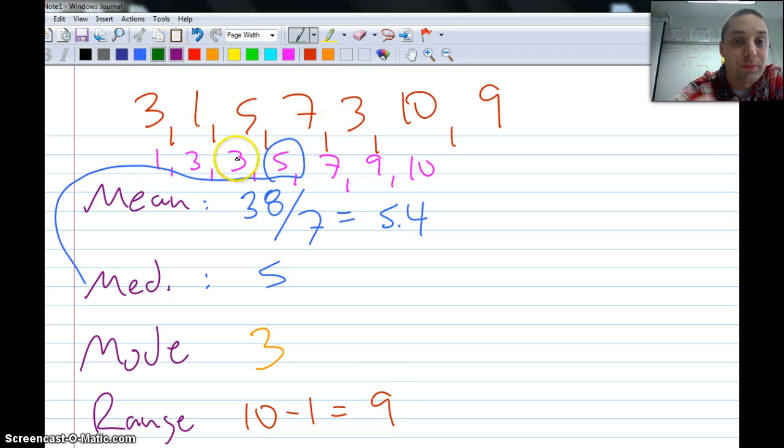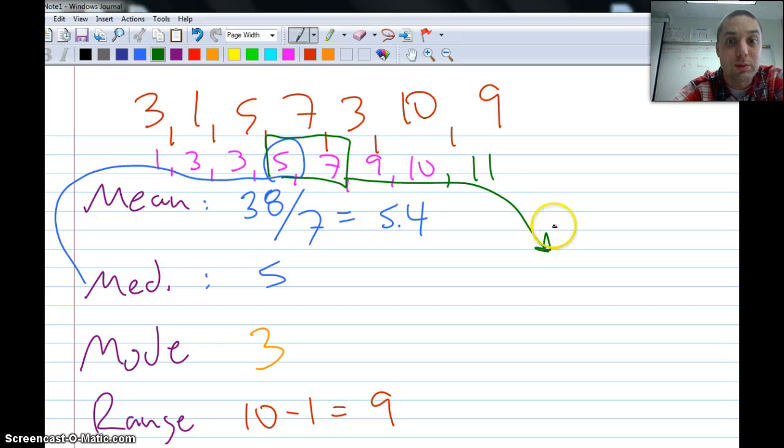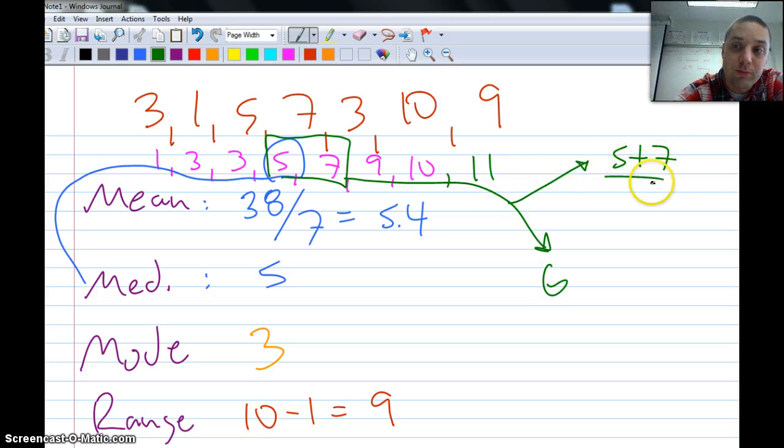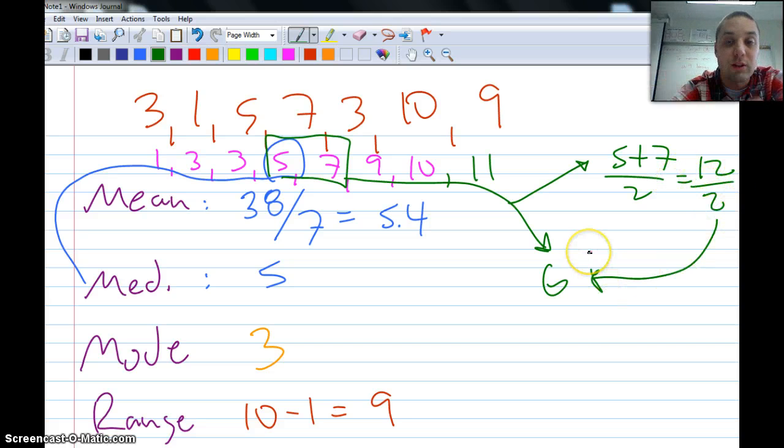Now, I was nice to you again. If you had an even number of numbers and there was 2 middles, like if I just tack on an 11 out here, let's say, for example, now 5 and 7 are the middle. There's 3 on that side, 3 on that side. So what would the median be there? Well, what's between 5 and 7? 6. Or if you really weren't sure how to find that, you can always add them up and divide by 2. It's 12 divided by 2. That's the same thing as 6. So that's a fail-safe way to always get the median if there's an even amount of numbers.